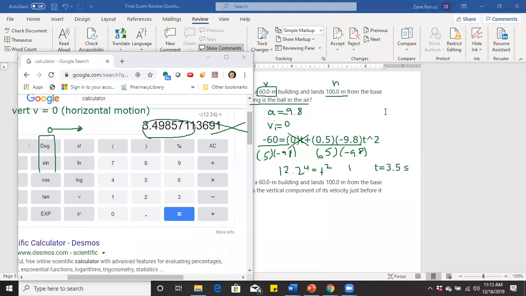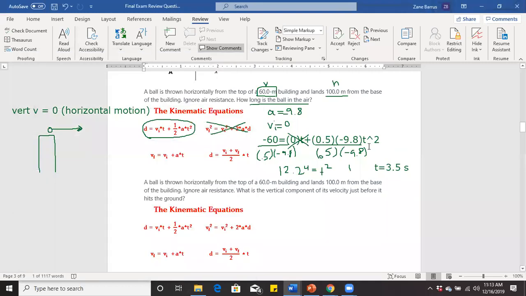Now let's ask ourselves if that sounds reasonable. Does it seem reasonable that this ball will be in the air for about 3.5 seconds if it's thrown from a 60-meter tall building? Yeah, that seems pretty reasonable. We obviously won't know until we try it ourselves, but could you envision it taking about 3.5 seconds for this ball to fall to the ground from 60 meters? I think I could envision that.